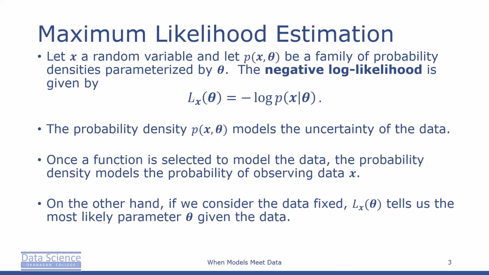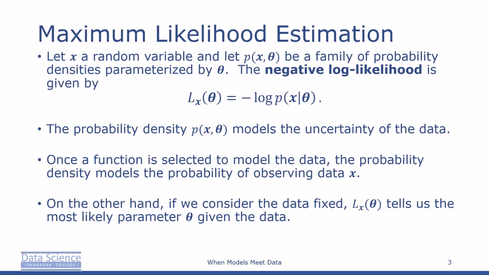The notation L sub x of theta emphasizes the fact that the parameter theta is varying and the data x is fixed. We very often drop the reference to x when writing the negative log likelihood, because it's really a function of theta, and write it as L of theta when the random variable representing the uncertainty in the data is clear from the context.